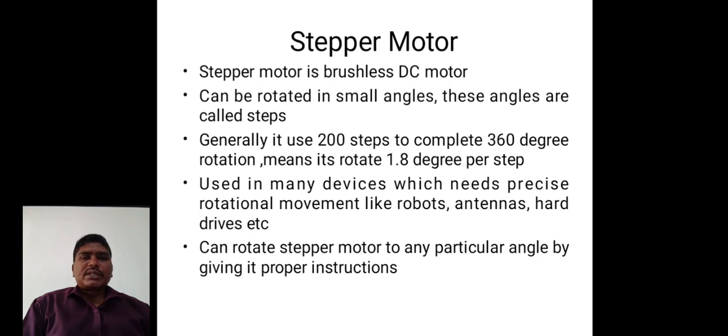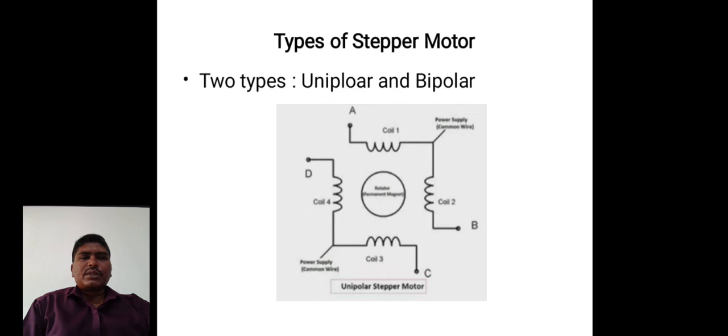The stepper motor is used in many devices where we need precise rotation, like robots, antennas and drives. So these are some of the applications of the stepper motor. Next are the types of stepper motor. Stepper motors are basically of two types, unipolar and bipolar.